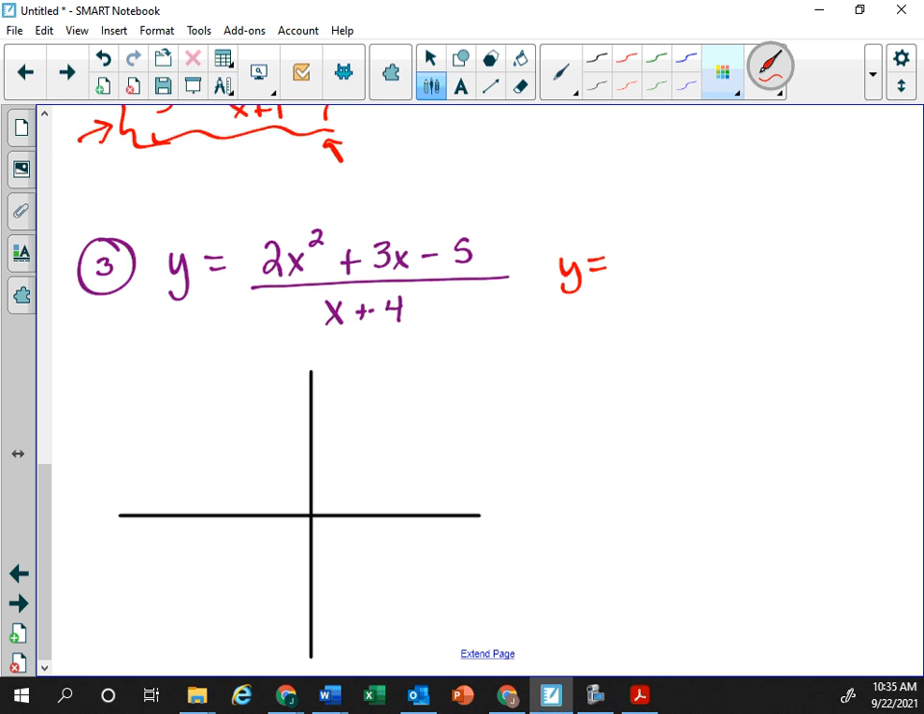So when I give you a function like this and it's not factored, the first thing you're going to want to do is factor it if it factors. So denominator's fine as x plus 4. I'll give you guys a second. Factor your numerator for me and let's see what you get.